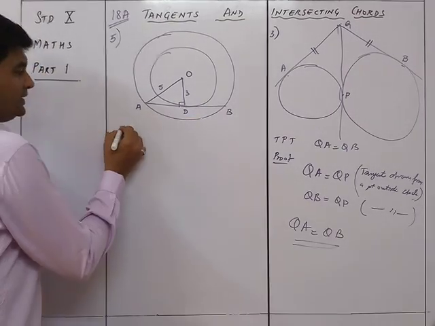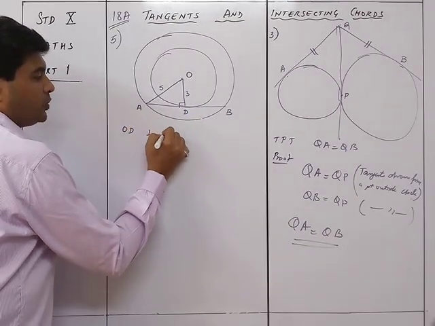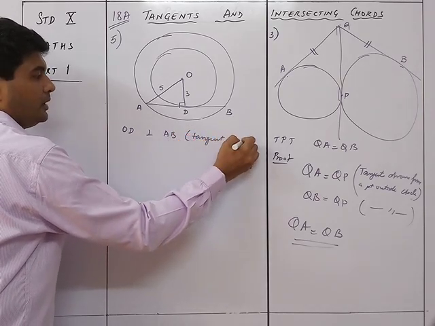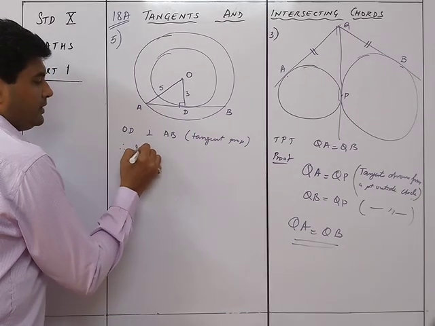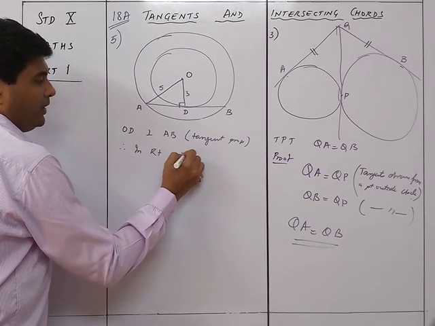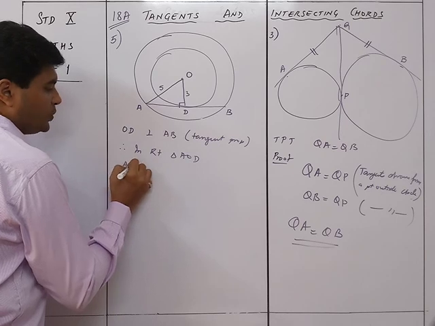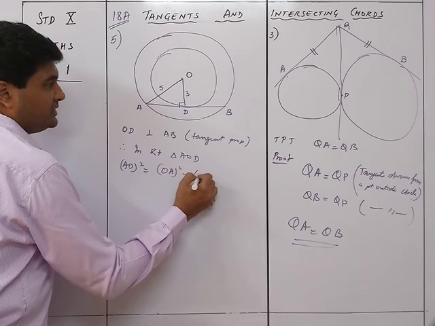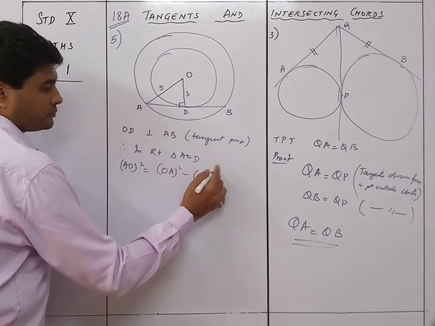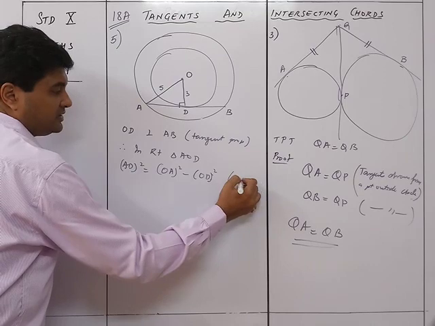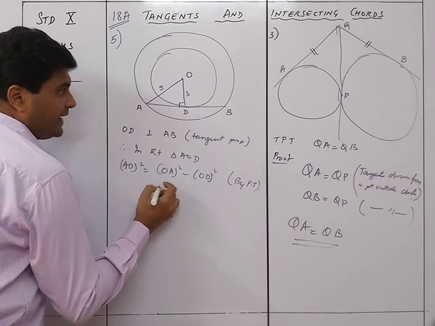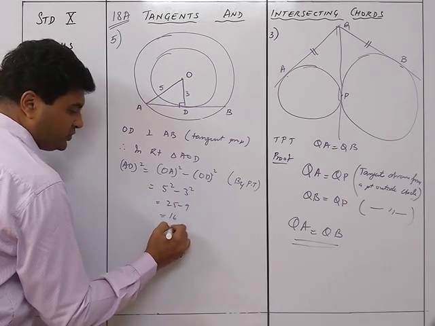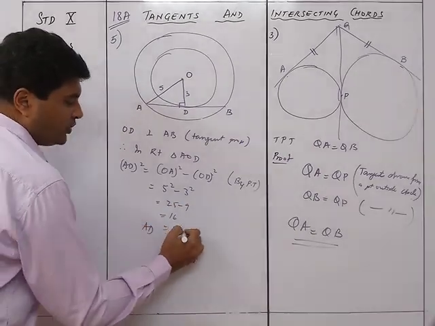So accordingly we know that OD is perpendicular to AB, tangent property. Therefore in right triangle AOD, AD square will be equal to OA square minus OD square. This is by Pythagoras theorem. Accordingly we have 5 square minus 3 square is equal to 25 minus 9 is equal to 16, so AD is equal to 4 centimeters.